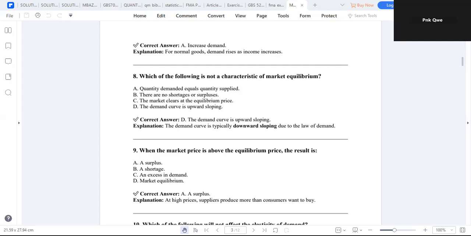So in this case, which one of the following is not a characteristic of equilibrium? Our answer is D, that demand is upsloping. We know that quantity demanded is equal to quantity supplied. That is correct. We know that there are no shortages or surpluses. That is correct. And the market clears at equilibrium. At equilibrium, the supplier and the consumer will meet and agree at some point. So that is what we call equilibrium.